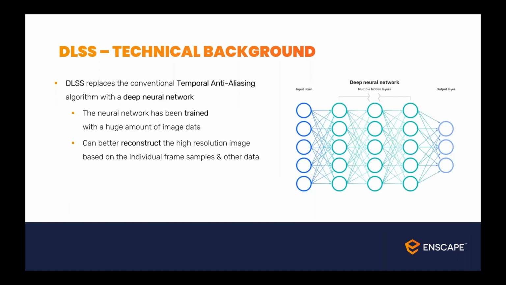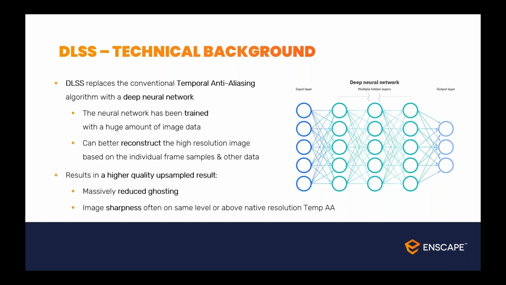Now, DLSS replaces the conventional temporal anti-aliasing algorithm with a deep neural network. The neural network has been trained with a huge amount of image data, and it can better reconstruct a high-resolution image based on the individual frame samples and other data. We'll have a look at that later. This results in much better, higher quality upsampled results. It solves the issue of ghosting, and the image sharpness is often on the same level or even above the native resolution conventional temporal anti-aliasing.